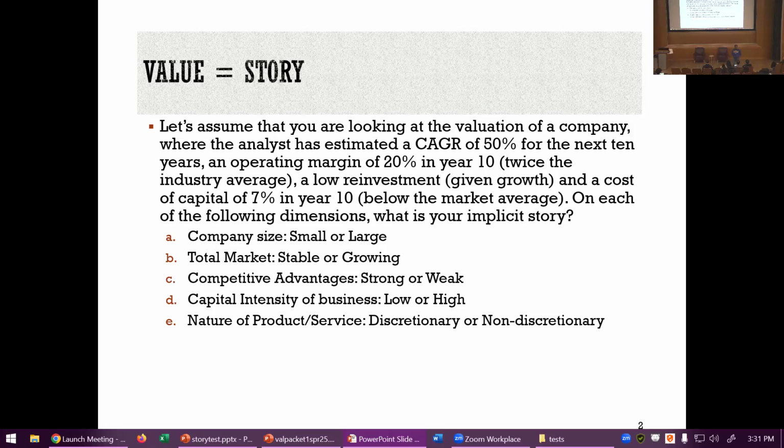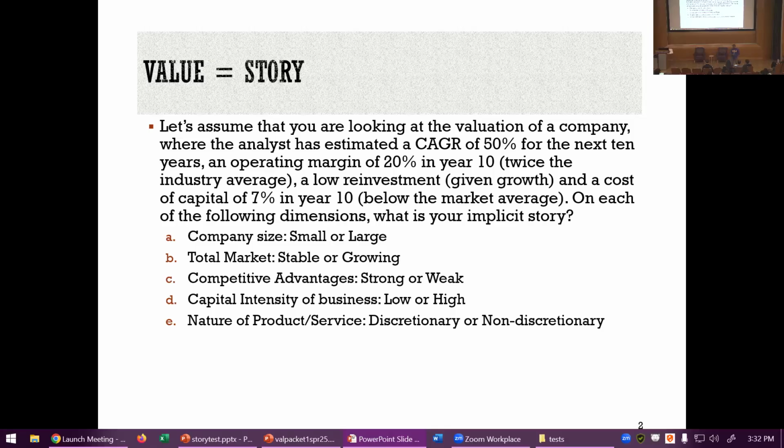And what's the clue that it's a small company? A 50% compounded annual growth rate means you're taking your company and increasing it 100-fold. That's what 50% growth over the next 10 years is. If you have 20 billion in revenues right now, 50 times 20 is $1 trillion in revenue. So clearly, it's got to be a small company.